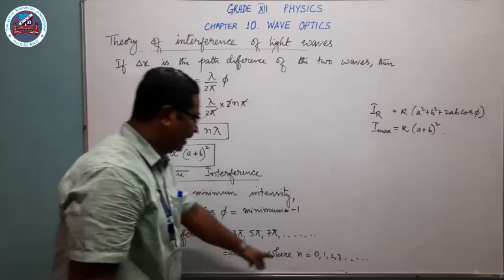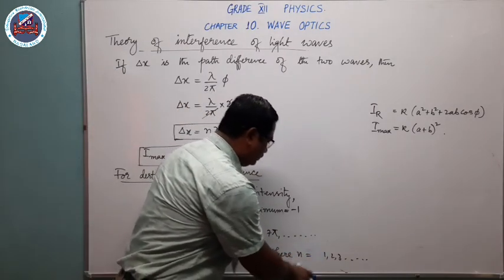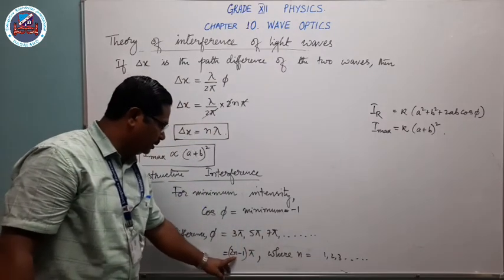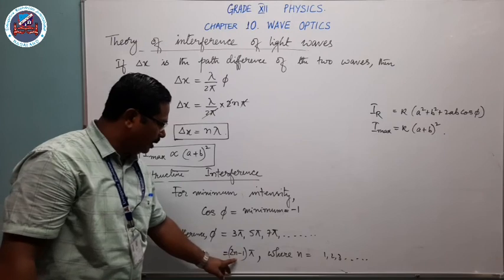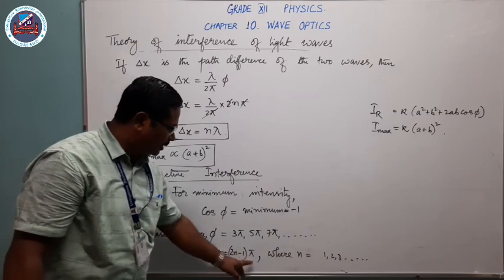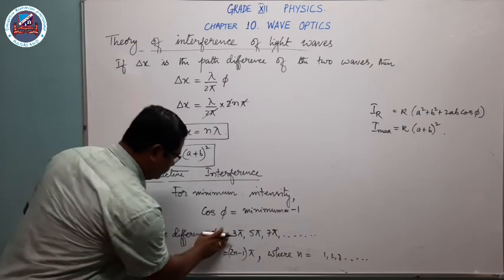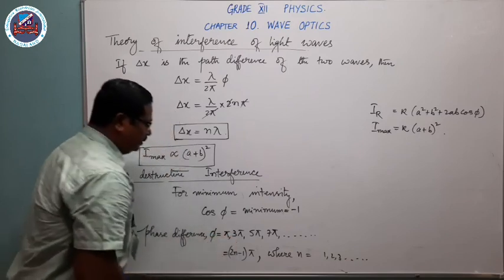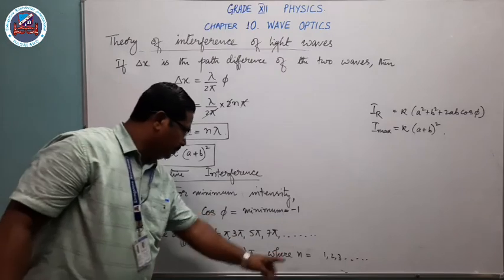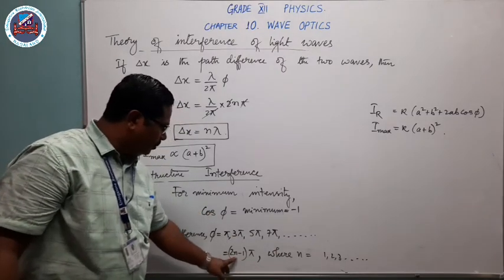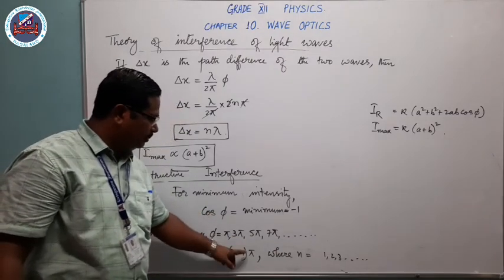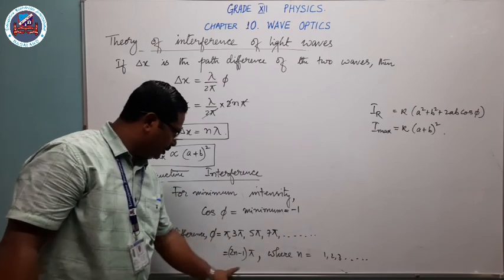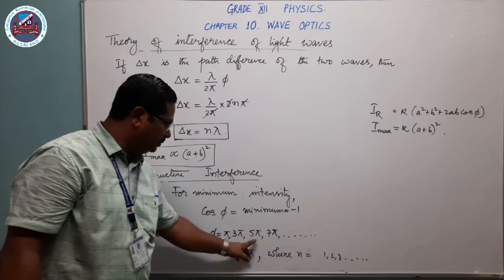But here n will not start from 0, it will start from 1. If you put 1 here, 2 ones are 2, minus 1 is 1, then 1 into pi is pi. That means here 1 pi also will come. Then if you put 2, 2 twos are 4 minus 1 is 3, so 3 pi. If it is 3, 3 twos are 6 minus 1 is 5 pi.